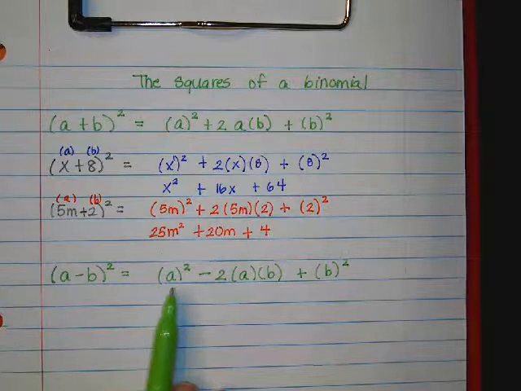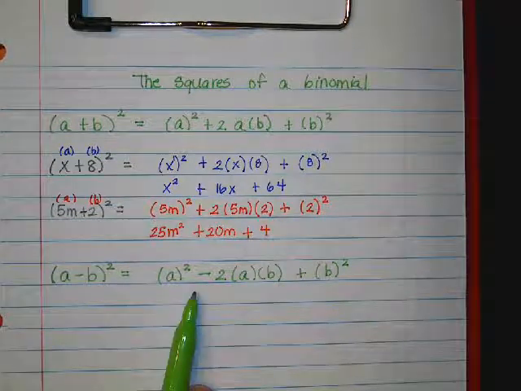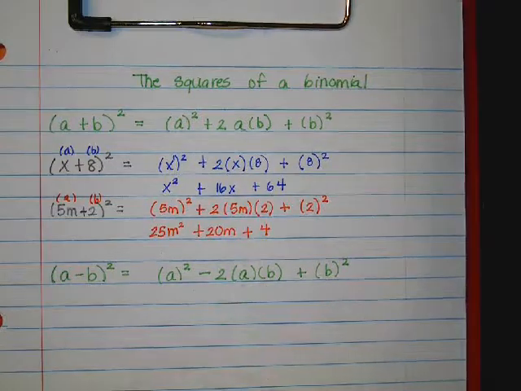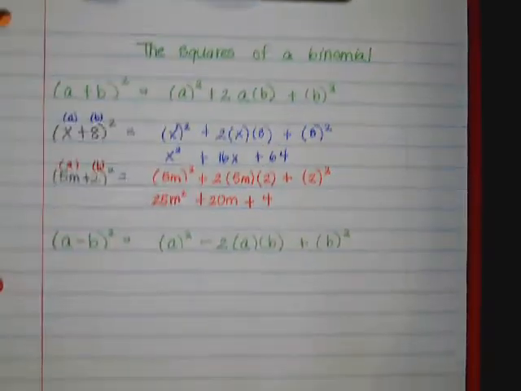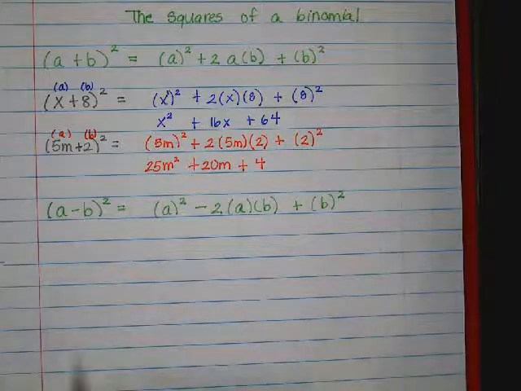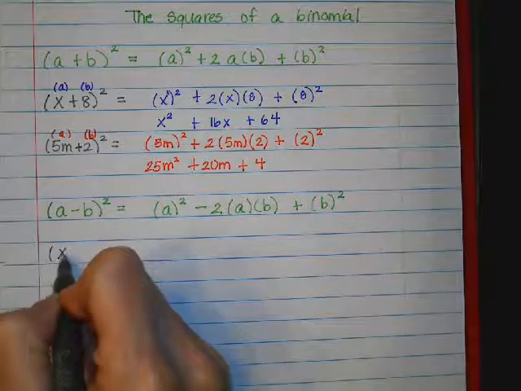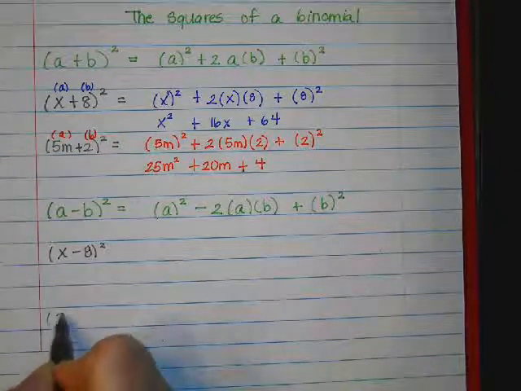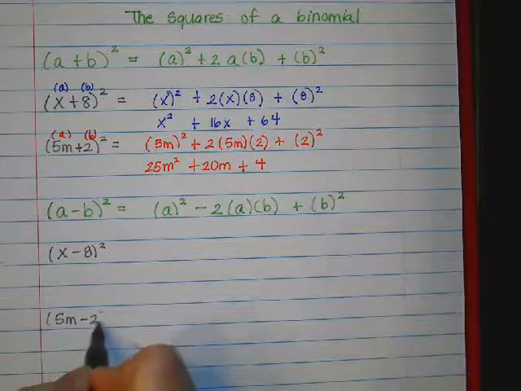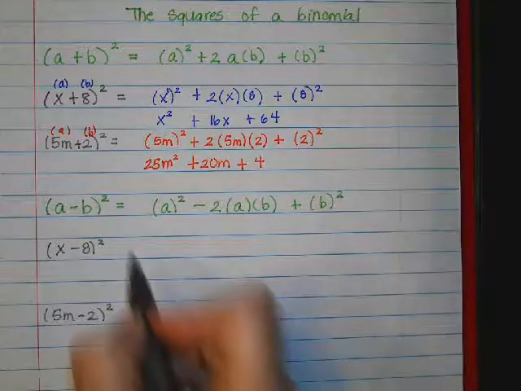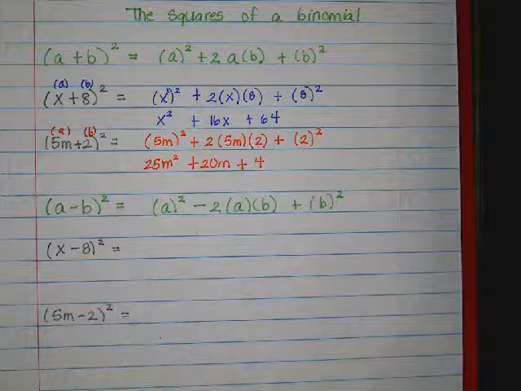It'll be your value minus this value plus this value, unless we have some negatives in here, and that will change things, and we'll talk about that. So here we go. We're going to use these same guys up here, but we'll just change their signs. We'll make this an x minus 8 squared, and we'll do a 5m minus 2 squared. Alright, so we use the same rules. Alright, so here we go.